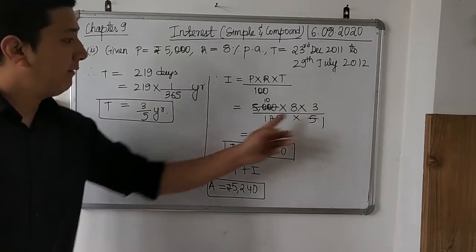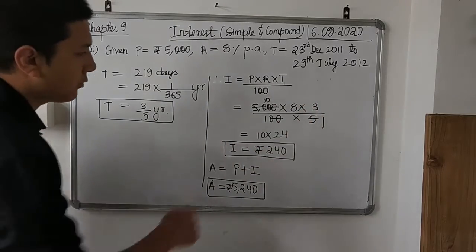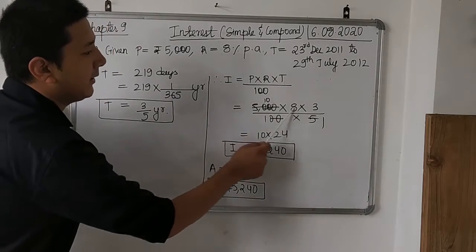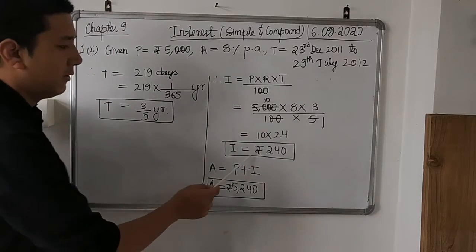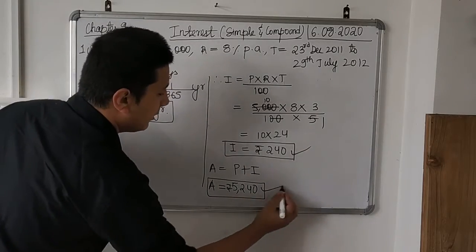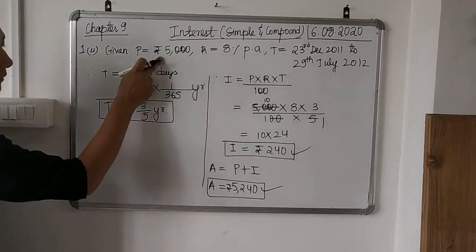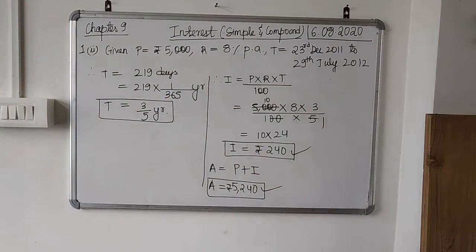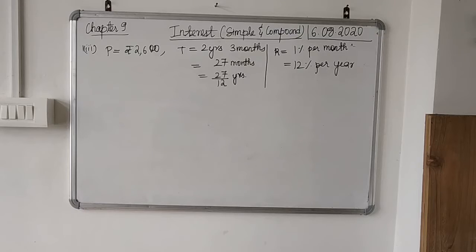Time is 3 by 5. Okay, so 00 gets cancelled out. 5 ones are 5, 5 tens are... 10 into 24 is 240, so interest is 240, and amount will be P plus I, no? So P is 5,000, so 5,000 plus 240 is 5,240. So please pause the video, note it down.